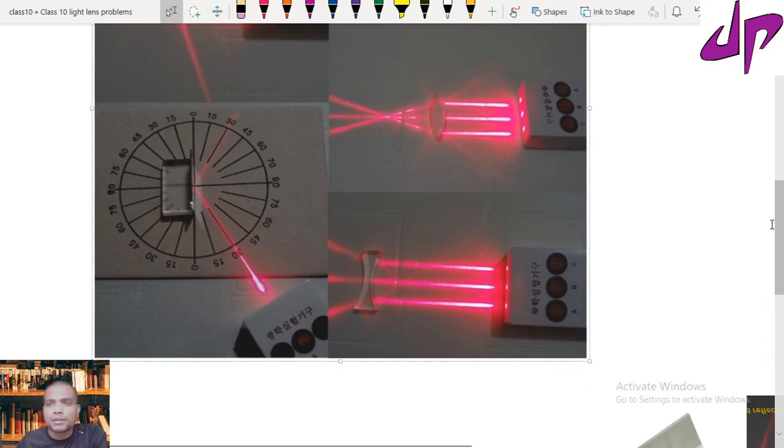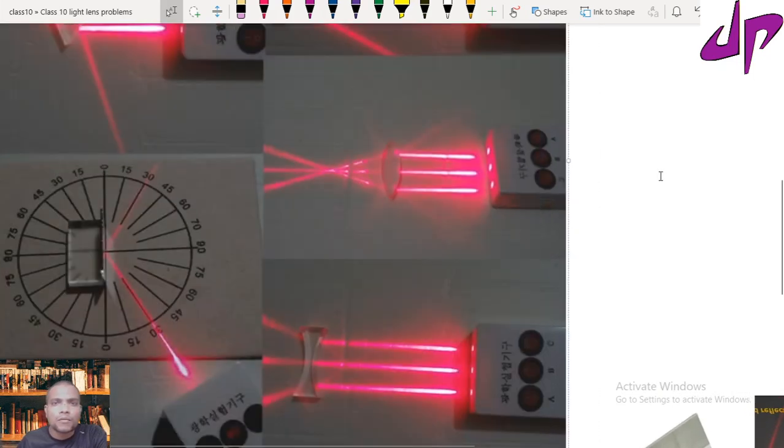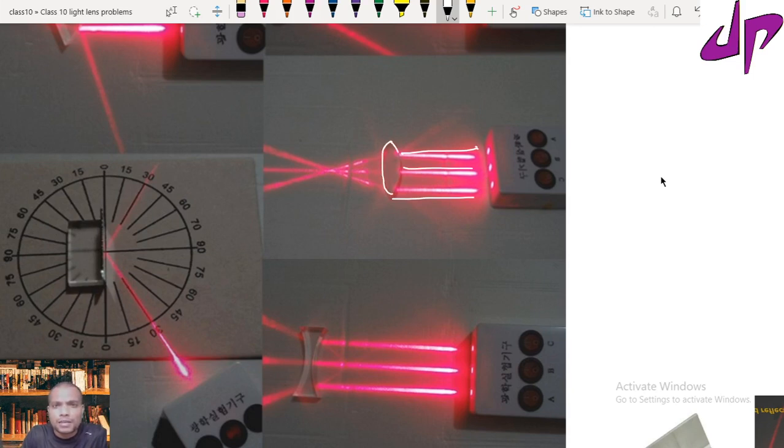Suppose you take the bottom one. These two are the convex lens and the concave lens, and this is the light. So this is the incident light, the incident laser which has fallen on a convex lens. Now the lens is a material, it will also bend the light rays. So these are the refracted rays, since it's a glass material. So here also is the property of refraction.